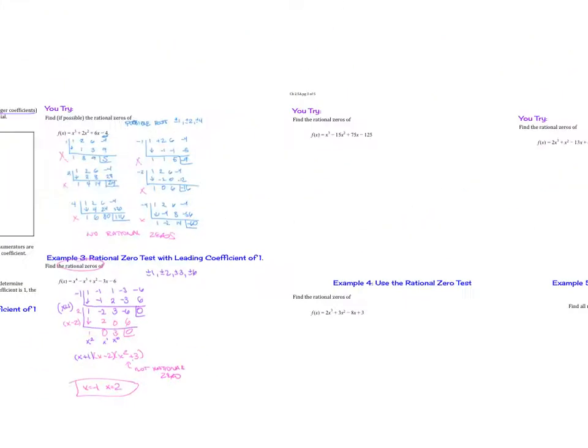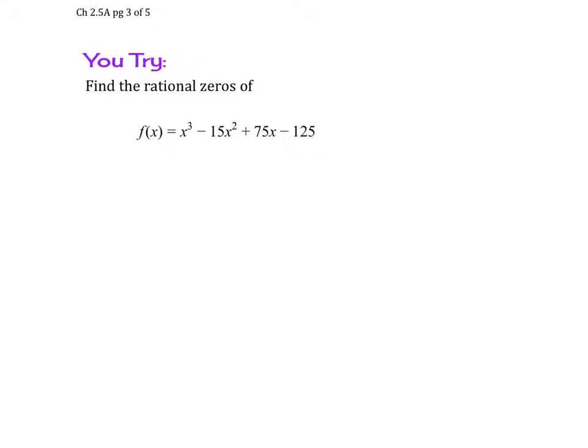Okay, so go ahead and try this example here. Find the rational zeros of x cubed minus 15x squared plus 75x minus 125. And so go ahead and try it out. Pause the video, and when you come back, I'll have the answer for you.